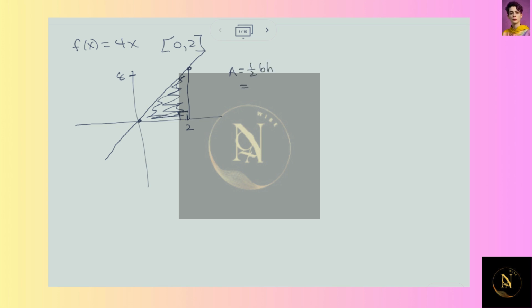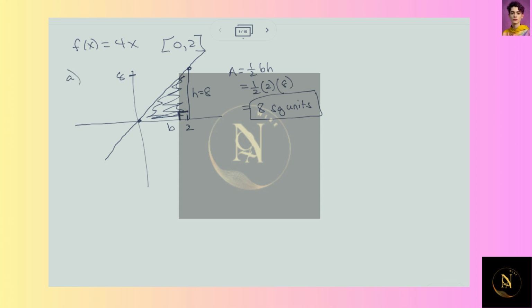So that base and height happen right here where the right angle forms. So half, my base is 2. Now I need my height. My height is the value of the function when I put in 2, so my height is 8. So half of 2 is 1, and that's going to be 8 square units. So that's my area using geometry.